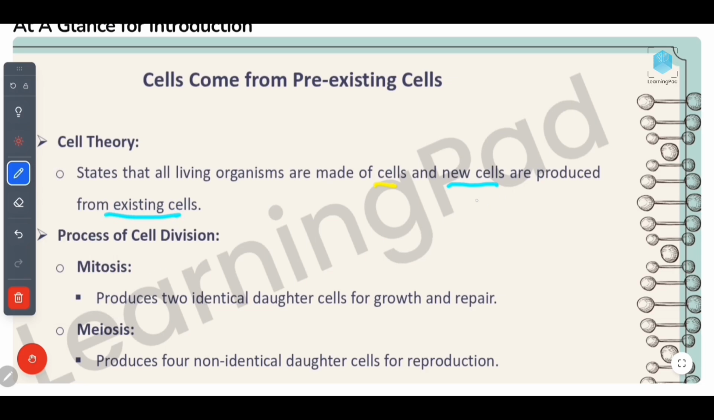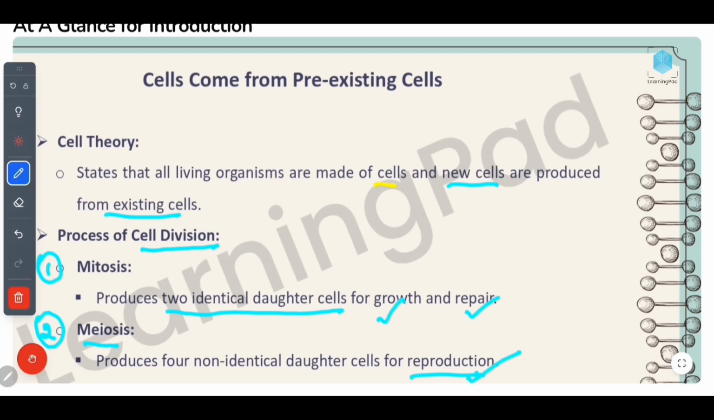Then how is a new cell formed from the pre-existing cell? It is through a process called cell division. We have two processes called mitosis and meiosis. What happens during mitosis is that one cell divides and gives rise to two identical daughter cells, and this process is used for growth of an organism and body repair. Then the next process, meiosis, occurs for reproduction. Means it occurs in the gametes. So it helps in formation of new organisms, that is, giving birth to a new organism.